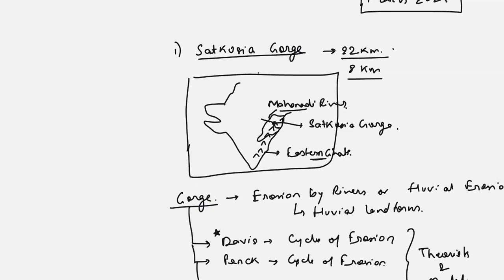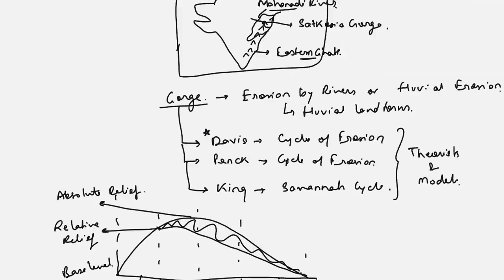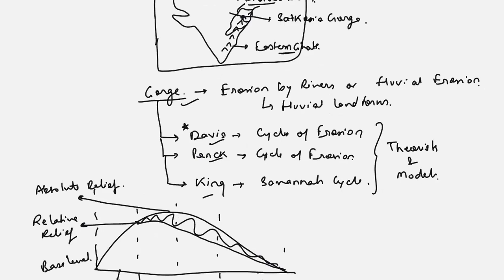To understand the landform, we were looking at the gorge. Who are the various theorists who have explained the formation of gorges? It is part of erosion by rivers, fluvial erosion, and fluvial landforms. Theorists and models are specified here.